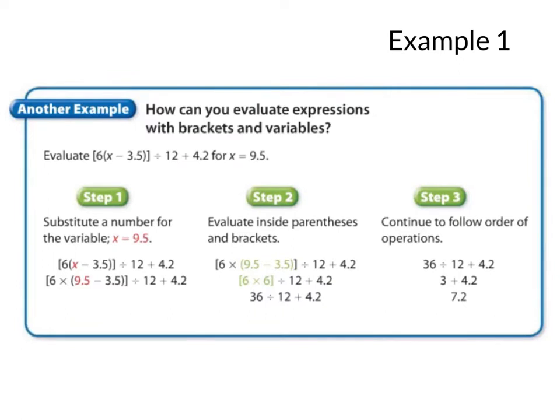So for example 1, here we are. Oh, Mr. C, you told me about this. You said that there was going to be an x equals a number. Yes, I did. So how can you evaluate expressions with brackets and variables? Here's the big difference between last lesson and this lesson. We're using brackets and we're using variables. We know those are letters that can change.